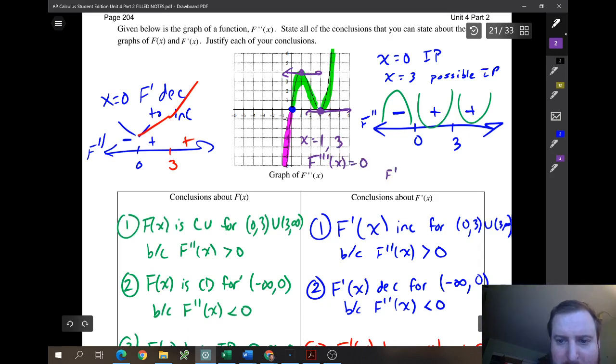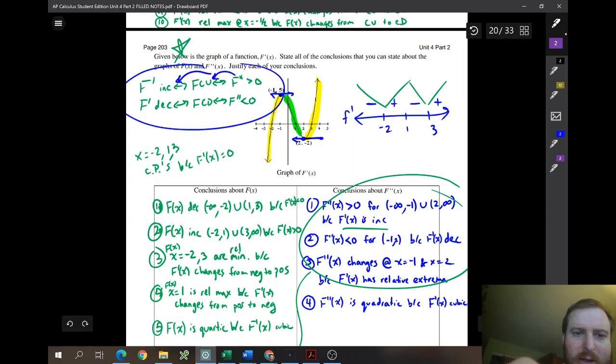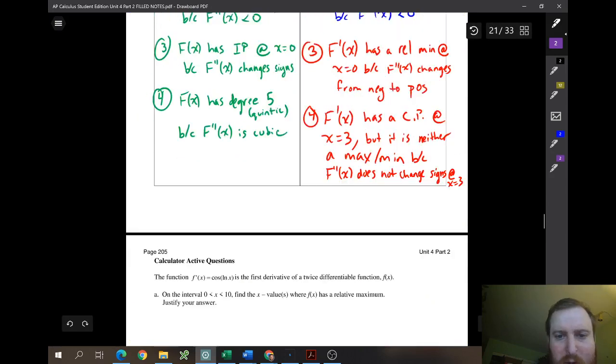And so connecting f prime and f triple prime would be the same as connecting f and f double prime. Since f double prime is increasing here, and f double prime is increasing here, from negative infinity to 1 and from 3 to infinity, that would mean that f prime would be concave up. So that's this connection between f prime and f double prime, but taking it a step further, which is a little bit weird. So if that confuses you, don't even worry about it.